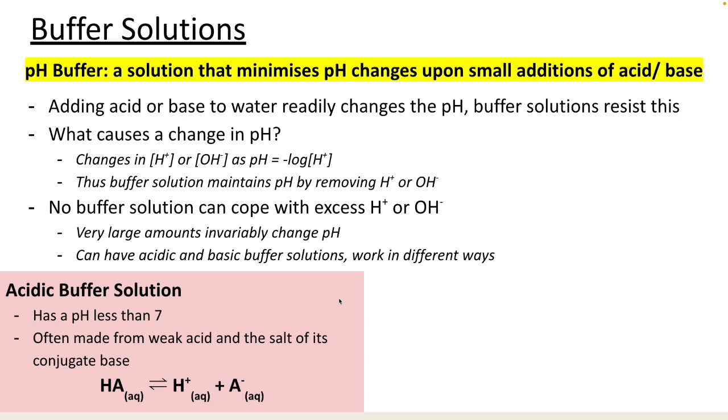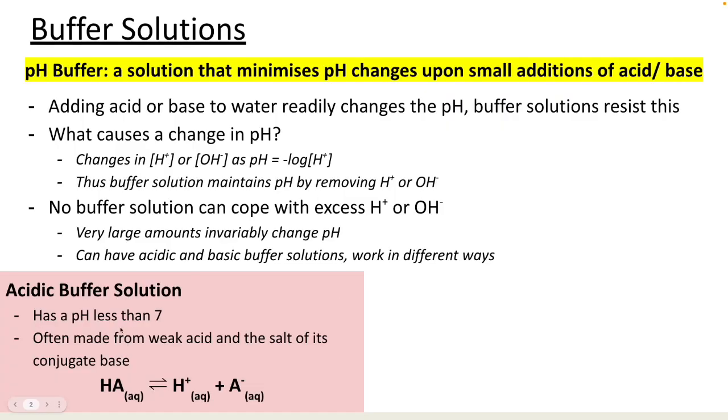But let's think about what an acidic buffer solution is going to be doing. Well, it's going to buffer the solution within the acidic region. So if we want to keep the pH within an acidic threshold, a pH less than 7, whatever that may be, for whatever purpose, we can use an acidic buffer solution with a pH less than 7, which is often made from a weak acid.